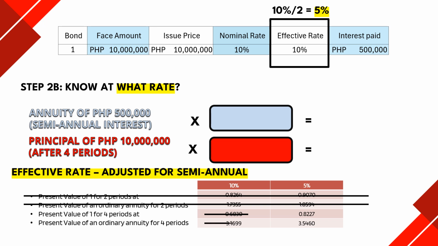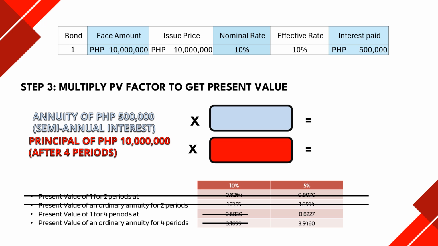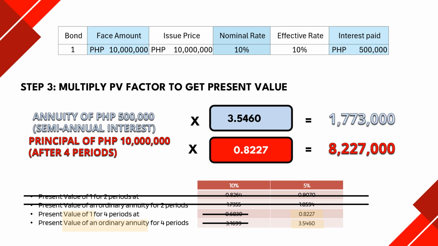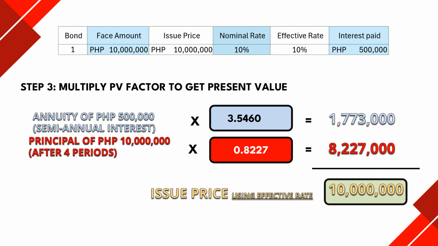So now we can eliminate the other factors: the PV factor is 4 periods at 5% for both the annuity and the principal. So we just plug it in. Basically, multiply the PV factor to the relevant cash flow. First is the value of 1 of 0.8227. We multiply that by 10 million to get 8,227,000. And then the 3.54, we multiply that to the annuity, and that will give you 1,773,000. When you add both, you will get an issue price of 10 million.